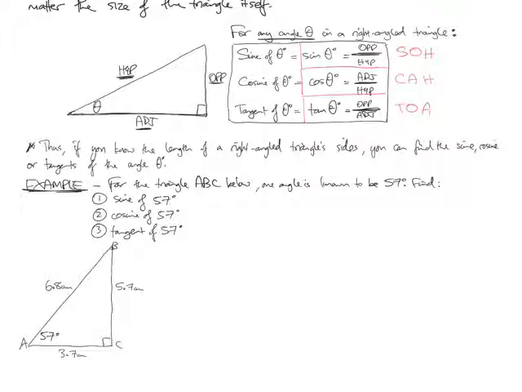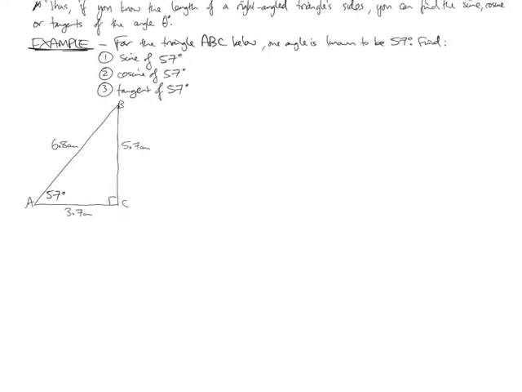So you can see where trigonometry is going to come into it, because trigonometry is the study of the side lengths and the angles in geometric shapes. In our particular case, right angled triangles. So if you know the length of a right angled triangle side, you can find the sine, cosine, or tangents of the angle theta. So let's run through an example here. For the triangle ABC below, one angle is known to be 57 degrees. Find sine of 57. So this triangle, we know 57 degrees is down here. That's the angle of interest, that's theta.